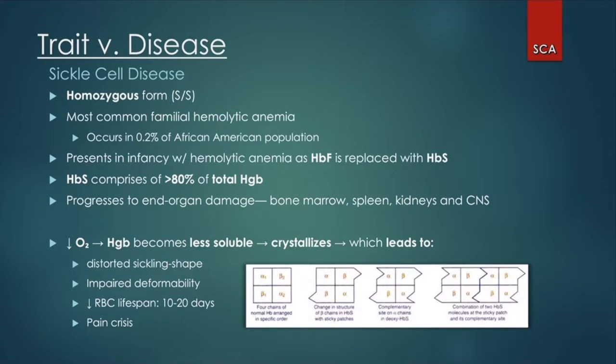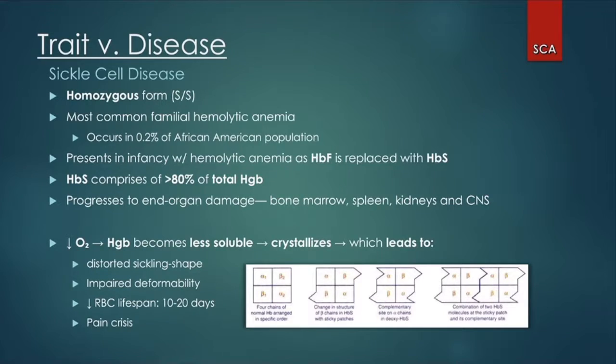Sickle cell disease is the homozygous form. It is the most common familial hemolytic anemia in the world and occurs in 0.2% of African Americans. It presents in infancy with hemolytic anemia as hemoglobin F is replaced with hemoglobin S instead of hemoglobin A. It comprises more than 80% of the total hemoglobin. It eventually progresses to end organ damage, mainly in the bone marrow, spleen, kidneys, and CNS, but it can affect any organ system in the body.